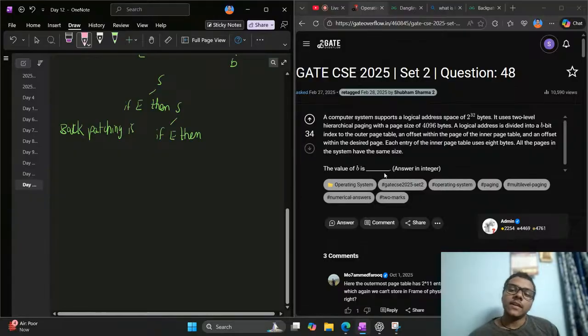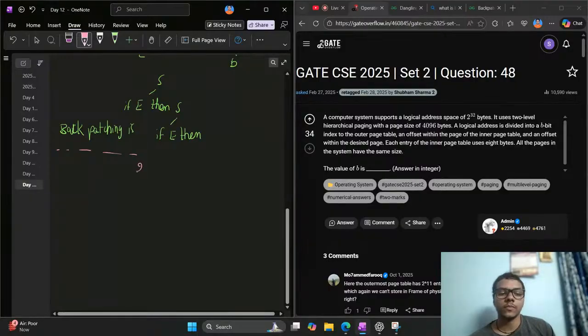So the logical address is 2 power 32 bytes, with 2-level hierarchical paging and a page size of 4096 bytes. A logical address is divided into a B-bit index to the outer page table, an index within the inner page table, and the offset within the desired page. Each entry of an inner page table uses 8 bytes. All the pages in the system have the same size. The value of B is?